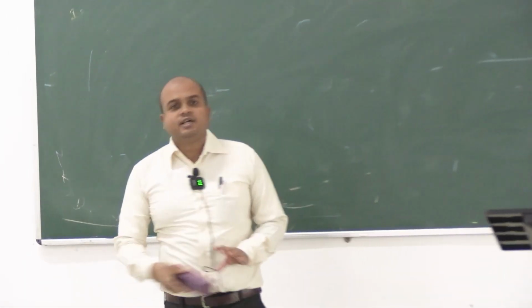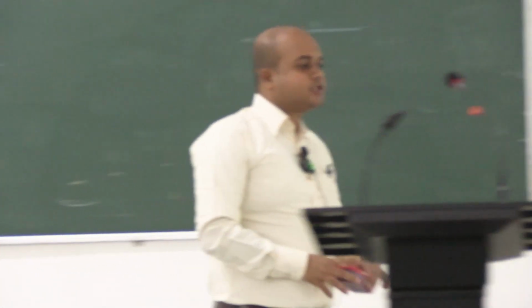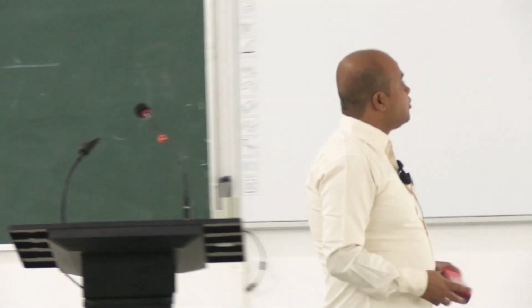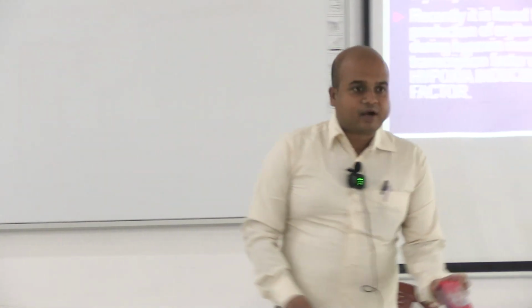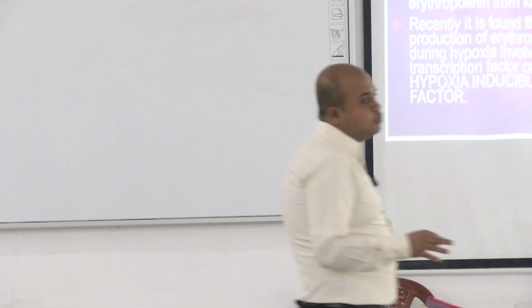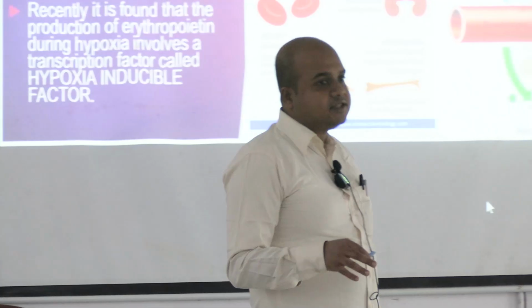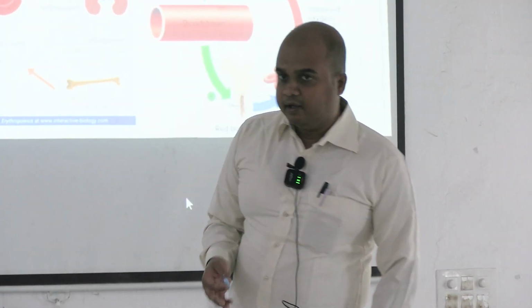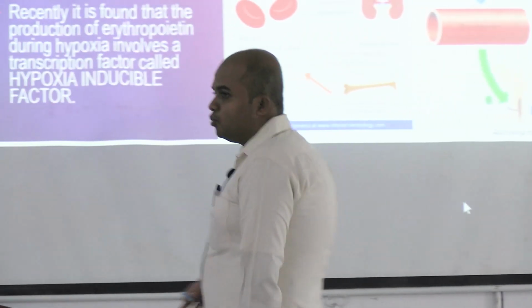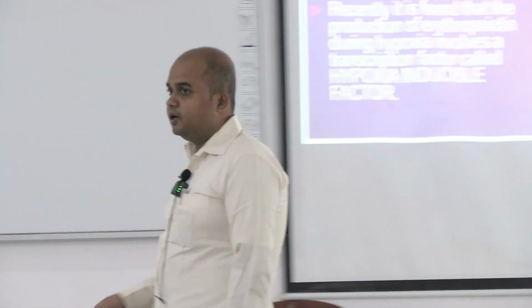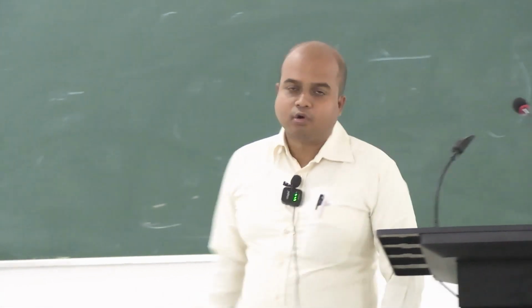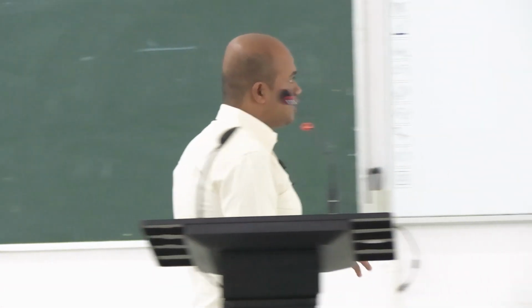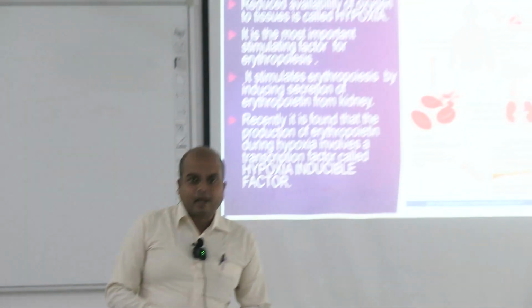Hypoxia means lack of oxygen at the tissue level. There is a hypoxia inducible factor. That factor is responsible for stimulating erythropoiesis by secretion of a factor called erythropoietin from where? From the kidney. Erythropoietin is a hormone which is secreted from the kidney. It comes to the bone marrow and then acts so that erythropoiesis can occur. There are other factors, but low oxygen levels in the body are the primary factor for it.